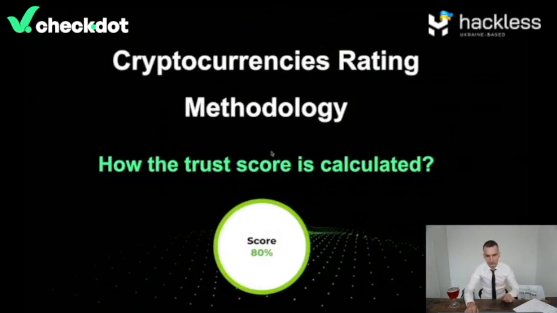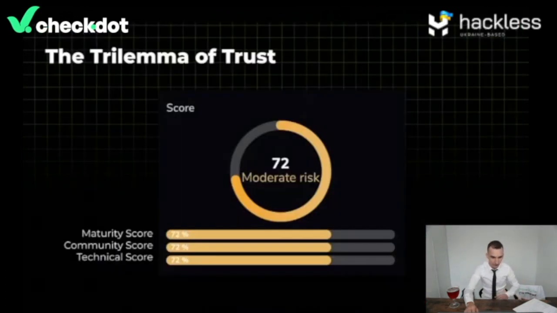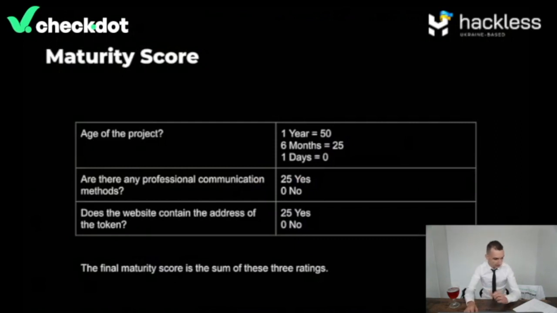How the trust score is calculated. To design the trust score, we take information that we group into three groups. This is the trilemma of trustability. There are three groups: the maturity score, the community score, and the technical score. These three scores will then be combined to obtain the trust score.